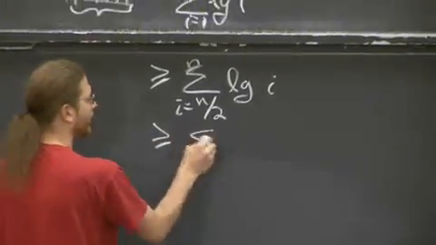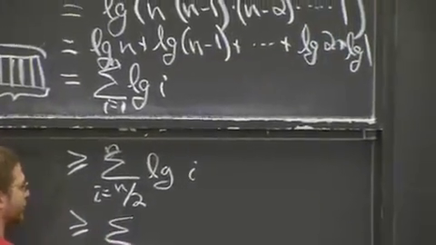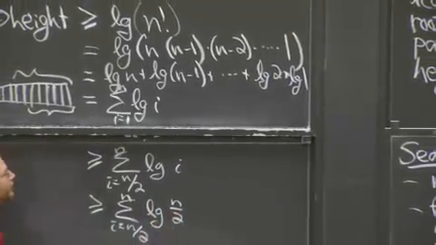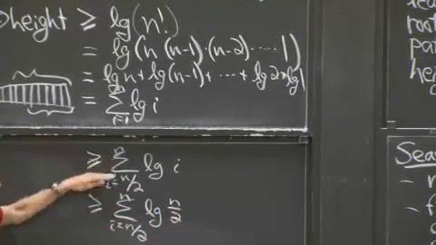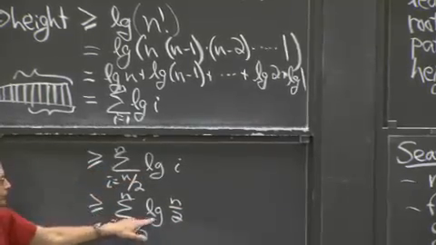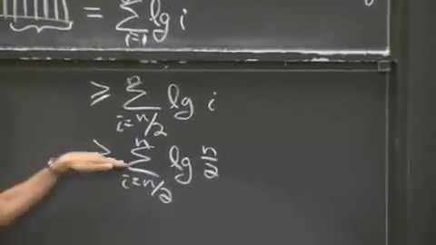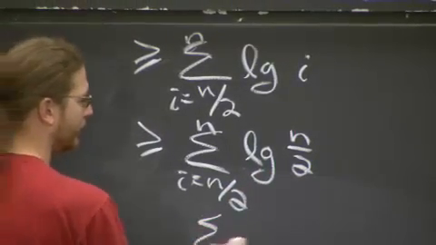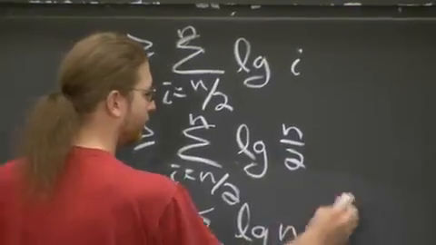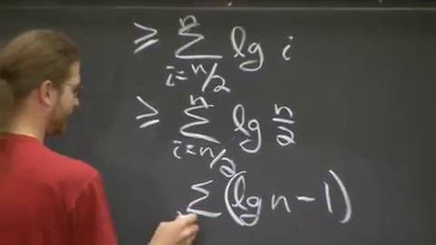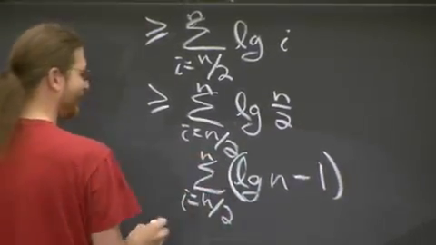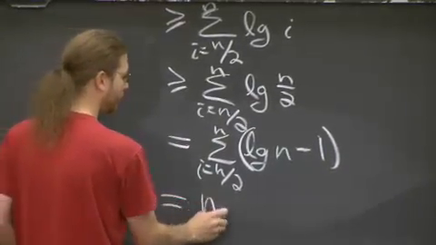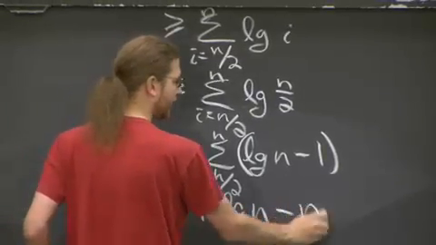And this is going to be at least the sum i equals n over 2 to n of log n over 2. Right? Each of these terms is bigger than log n over 2. So if I just say they're all log n over 2, that's going to give me something even smaller. But log n over 2, that's just log n minus 1. I love this. It's going to give the right answer even. So that's an equals. And so this equals n log n minus n.